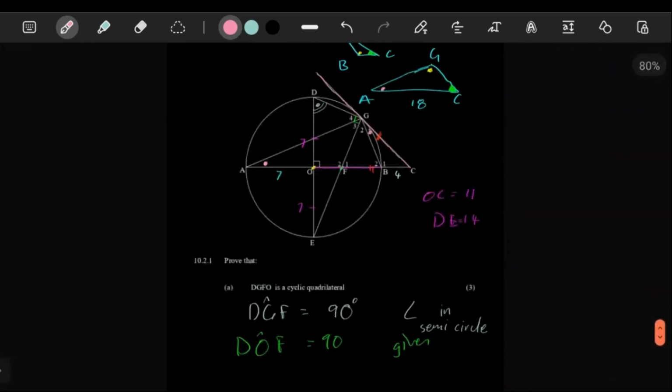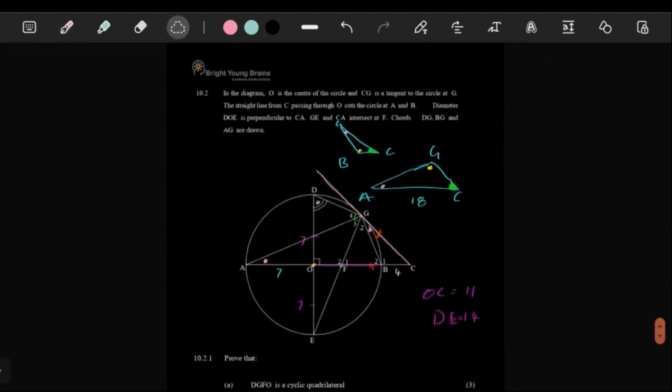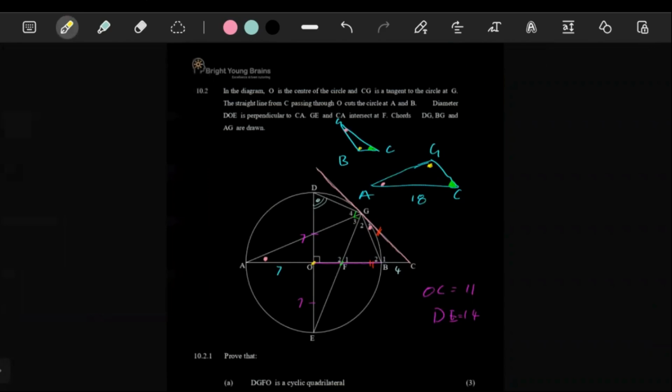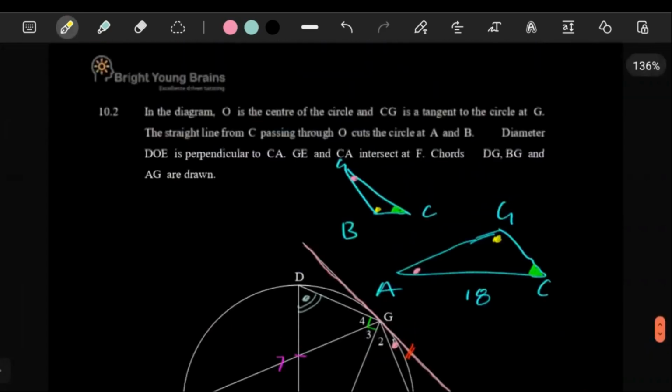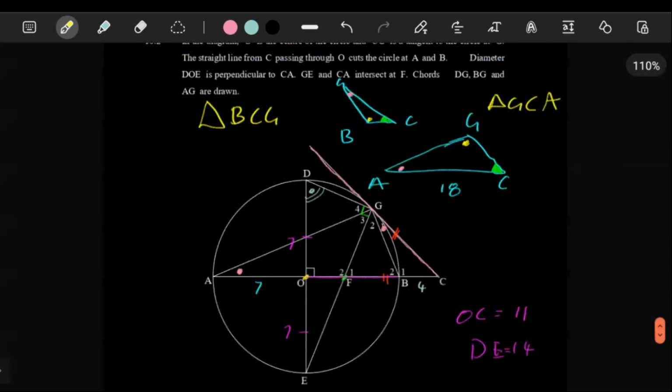So those are the things we're going to use to prove that we are dealing with triangles that are similar to each other. Let's start by stating that we're going to label this triangle GCA, and then this one BCG. Okay, let us do it.